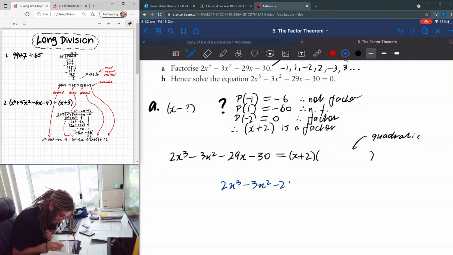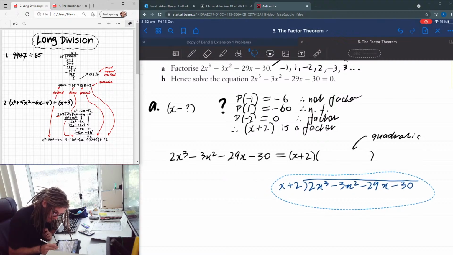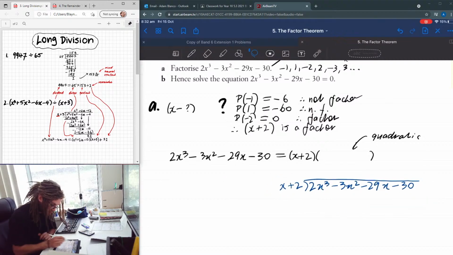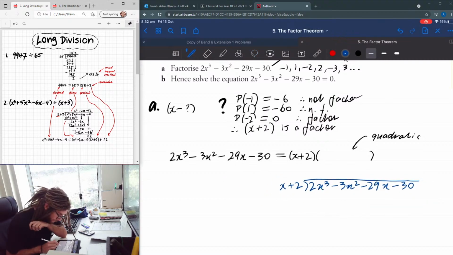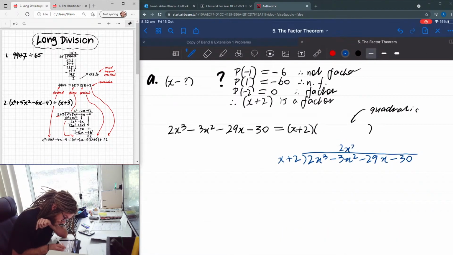To be honest, if this was me in my working out, like in a question, and yes, this does get asked, to do this whole process, I'd probably do this as a little aside and draw a bubble around it or something. Anyway, let's go. So how many x's go into 2x cubed? 2x squared.